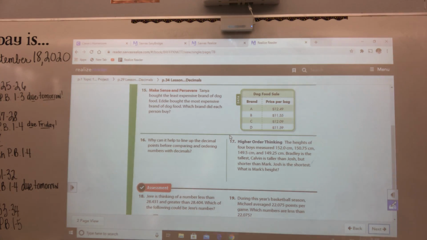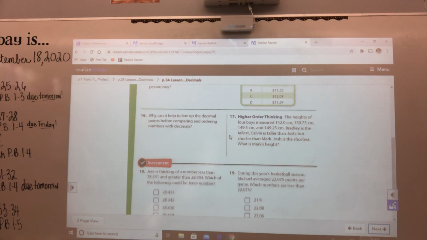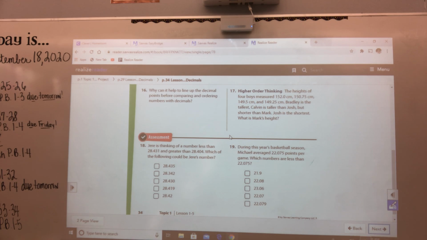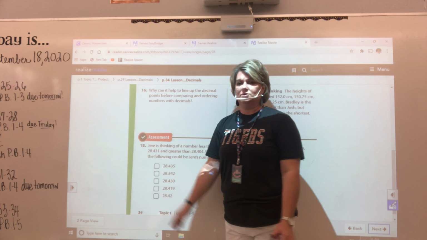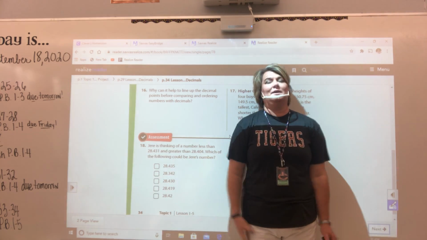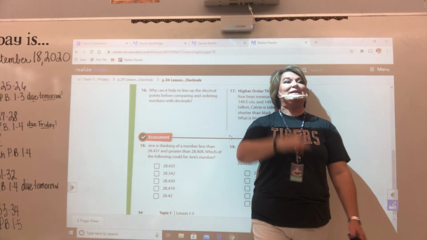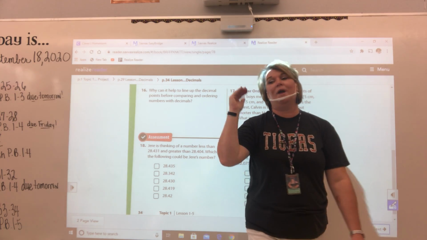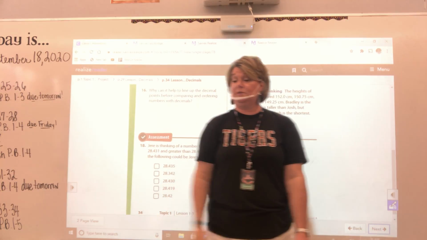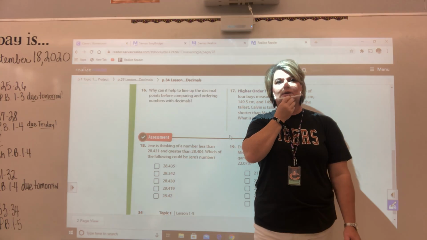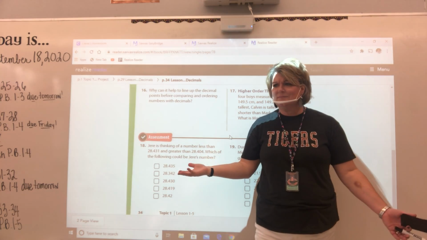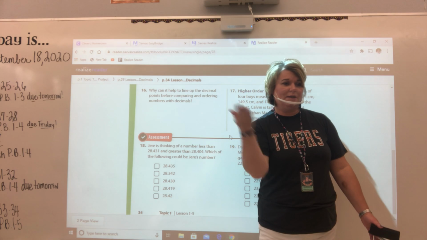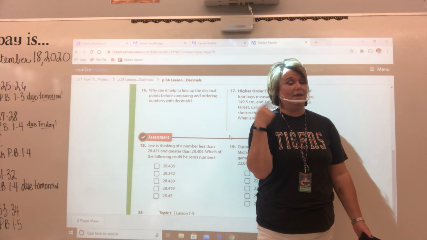Okay, number 16. Why can it help to line up decimal points before comparing and ordering numbers with decimals? Why do you have to line up? It's not just help. Why is it a must? Why do you have to line up decimals? You know, Brooklyn? So like if you put the wrong number under, you're gonna get the wrong answer. Okay, she said if you put the wrong number under it, you'll get the wrong answer. And I agree with her.